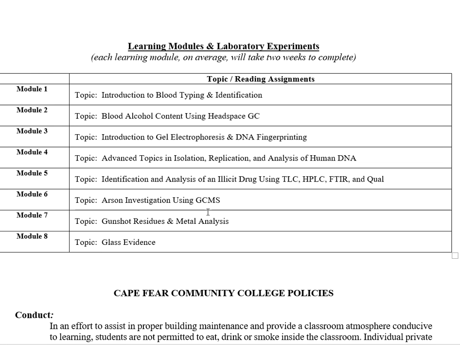Up at the beginning, you'll see that we start off with blood typing, and then we move on to blood alcohol content. Then we move on to a little bit of DNA work. After that, we start bringing in illicit drugs, arson investigation, catching things on fire, gunshot residues, maybe from handguns and bullets, and finally, glass evidence. How do we process that and analyze it and compare it?